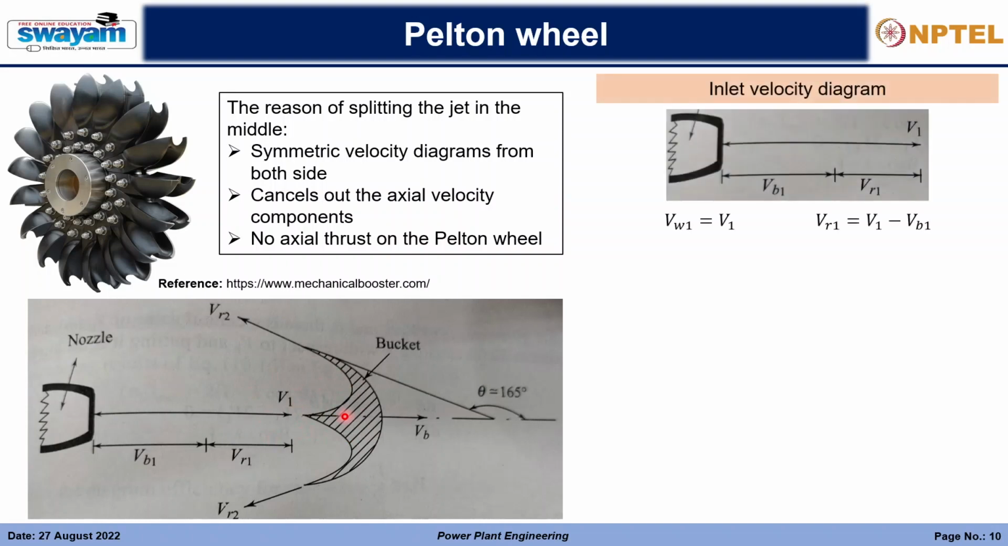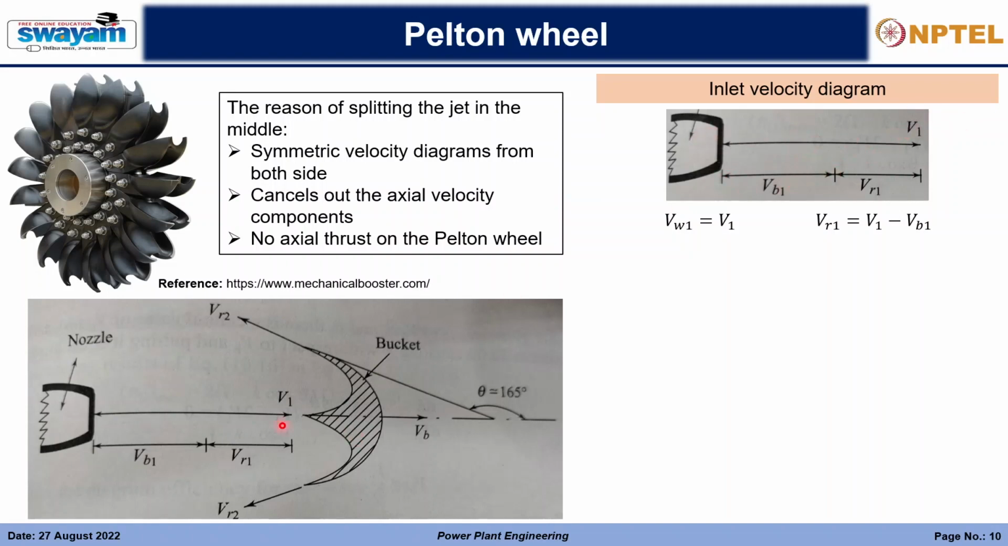Then let us focus on the velocity diagrams. At the inlet, this velocity is the velocity of the jet leaving the nozzle. Again, inside the nozzle and outside the nozzle there will be some difference, some loss, due to the vena contracta that is formed out here. So we'll have to consider that it is 97 or 99%, meaning the velocity will be affected only by about 3 to 1%. So this is the v1 that we have.